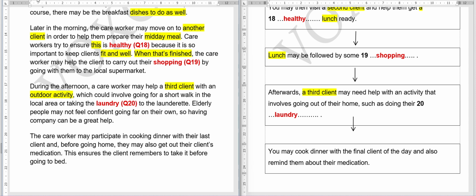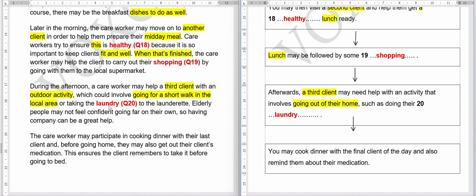Okay, now I'm going to tell you why this is our answer. So let's read it together. Third client, so here is the third client, involves going out of their homes. For going out of their home, they have paraphrased it as going for a short walk in the local area. So that's going out of their home. All right, and such as doing there, so obviously you cannot say doing their short walk. Obviously we have to write one word.